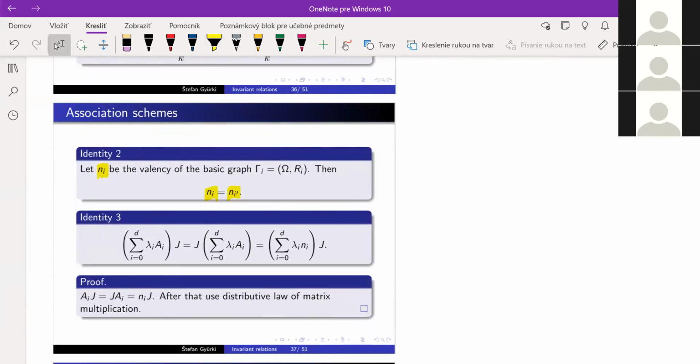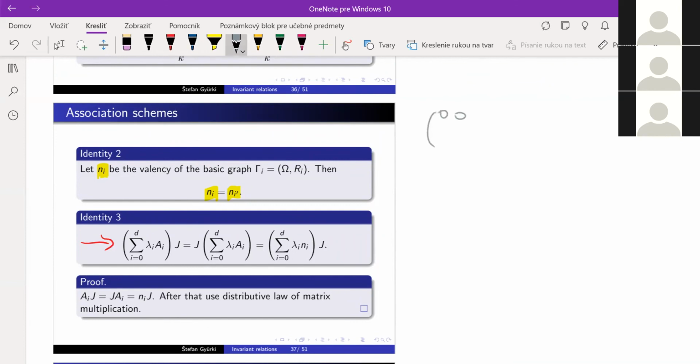After that, we can obtain an identity like this, and this simply works because if you multiply a matrix which has the same number of ones in each row and each column, with the all-ones matrix, then of course you obtain in each entry the precise number of ones in each row and each column.